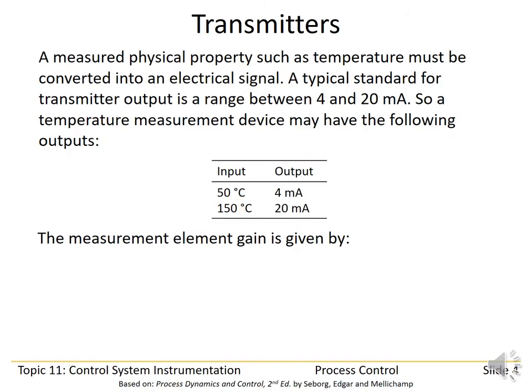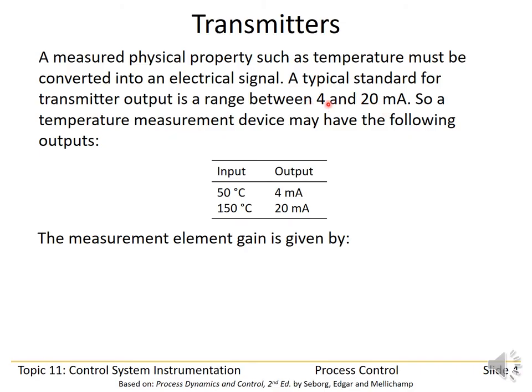Okay, so that's all that we will say about sensors. After a signal has been measured, it's necessary to transmit that measurement to the controller. And for that purpose, we have an instrument that is called a transmitter. A measured physical property, such as temperature, should be converted into an electrical signal for transmission to the controller. A typical standard for a transmitter output is a range between 4 and 20 milliamps.